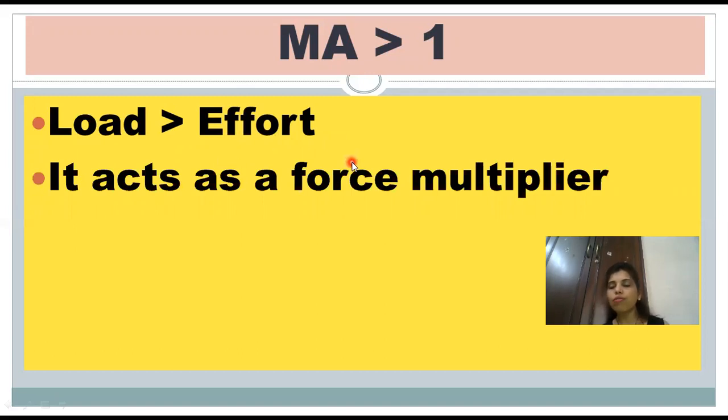So in case of levers, we will be seeing this, we are going to understand this particular thing, mechanical advantage. That time you will understand it in a better way.